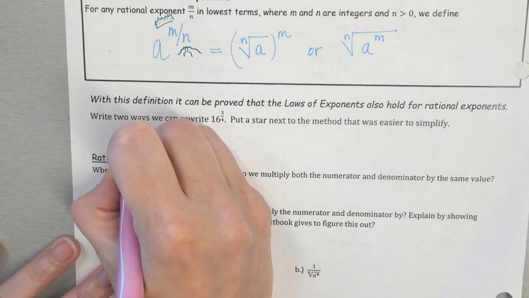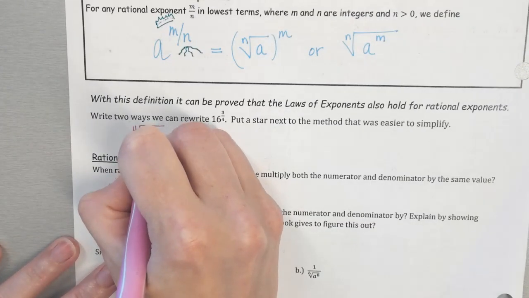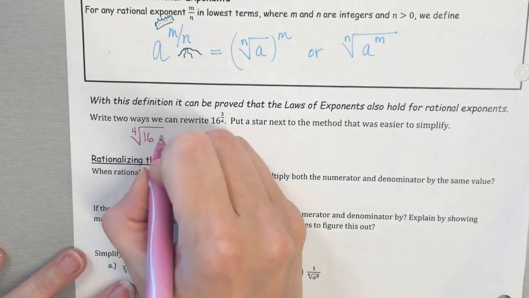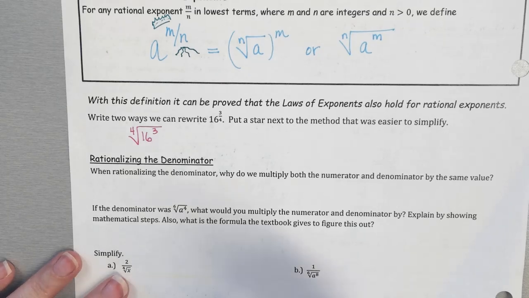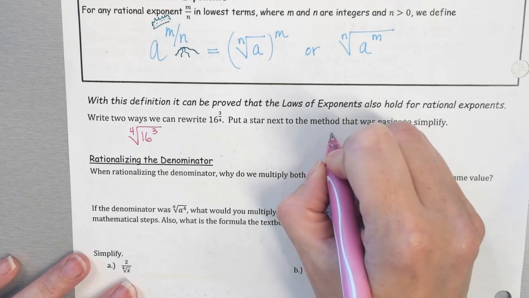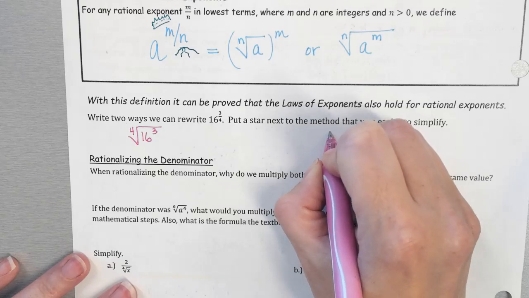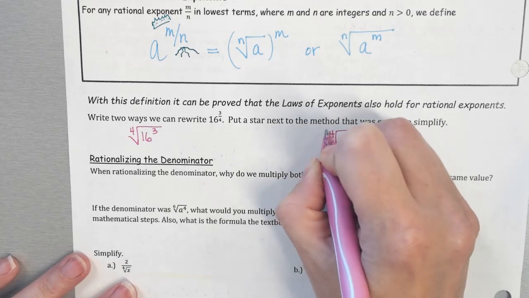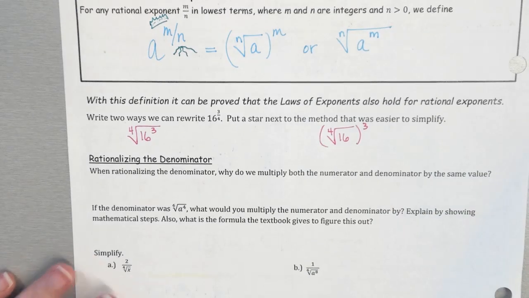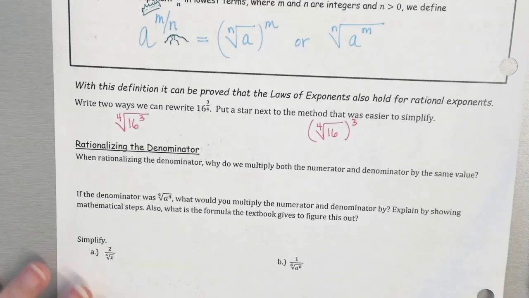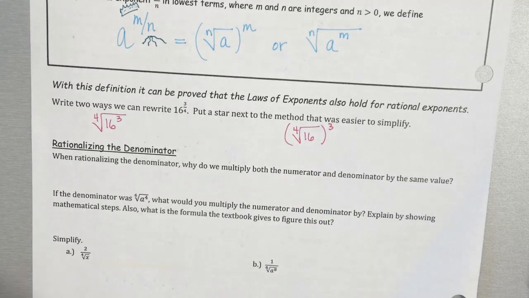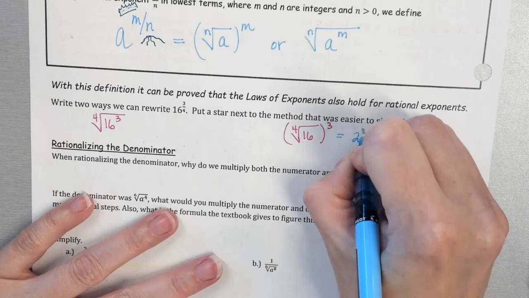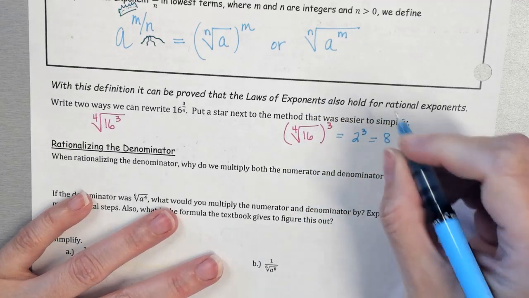So you can write this as the 4th root of 16 to the 3rd. That would be one way to do it. And then the other way I'm going to put over here. The other way would be the 4th root of 16 in parentheses and raise that to the 3rd power. Okay, so do we remember what the 4th root of 16 is? Yep, 2. And then 2 to the 3rd power is 8.